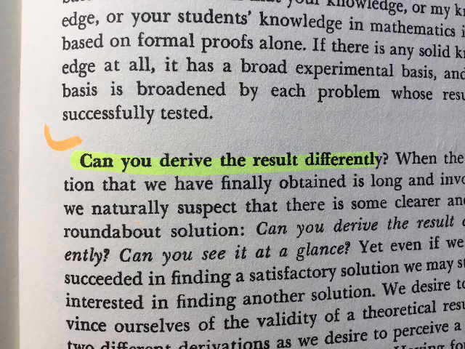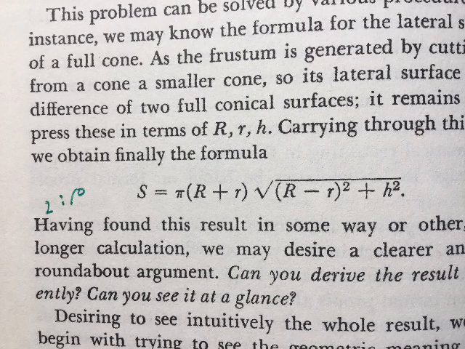Yet, even if we have succeeded in finding a satisfactory solution, we may still be interested in finding another solution. We desire to convince ourselves of the validity of the theoretical result by two different derivations, as we desire to perceive a material object through two different senses. Having found our proof, we wish to find another proof, as we wish to touch an object after having seen it. Yes. Two proofs are better than one. It is safe riding at two anchors.